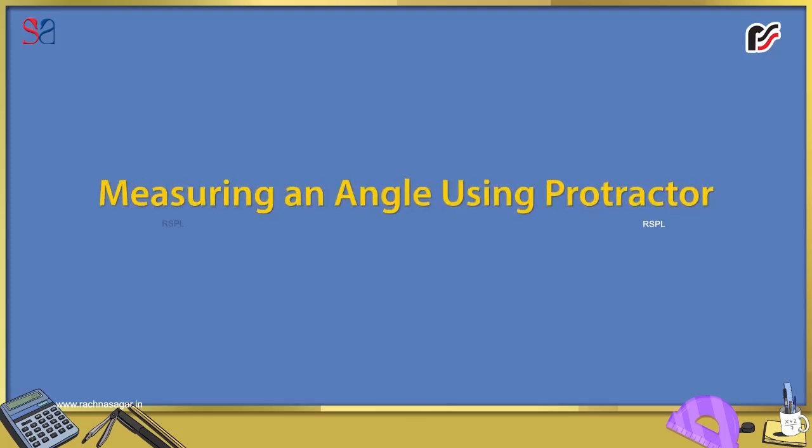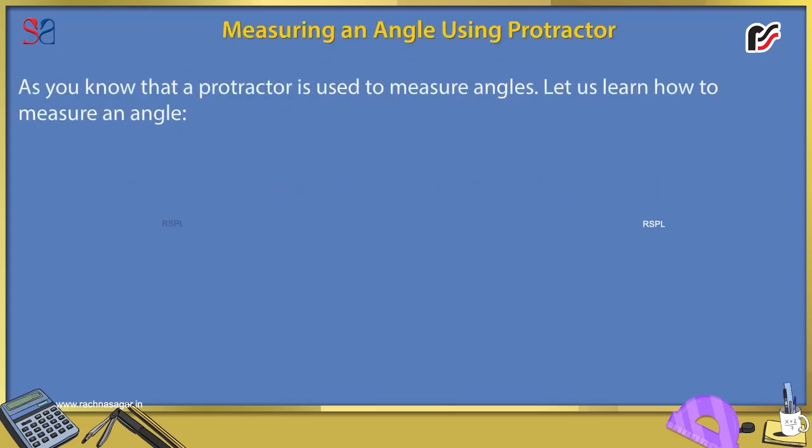Measuring an angle using a protractor. As you know, a protractor is used to measure angles. Let us learn how to measure an angle.